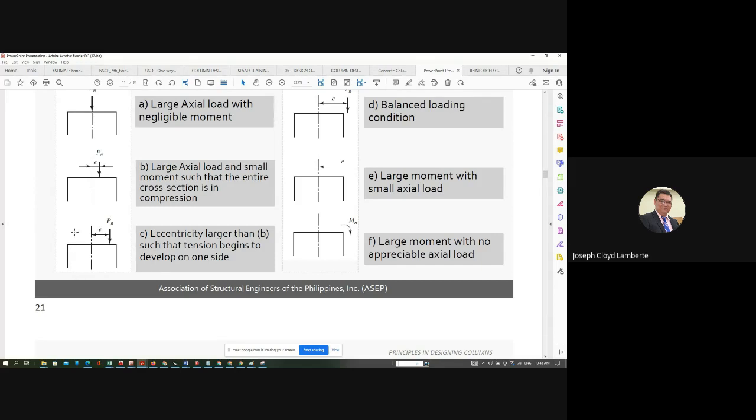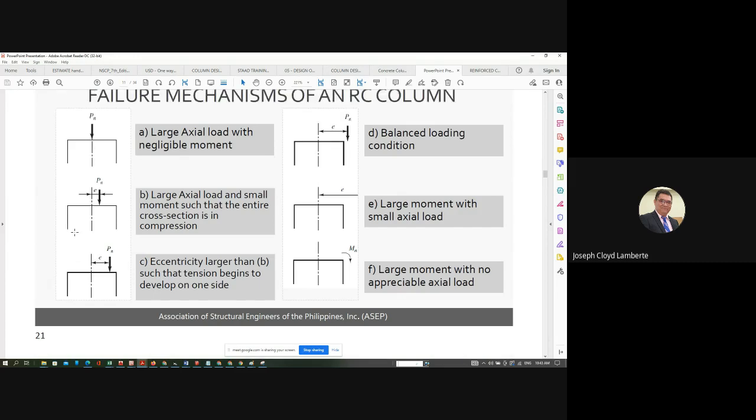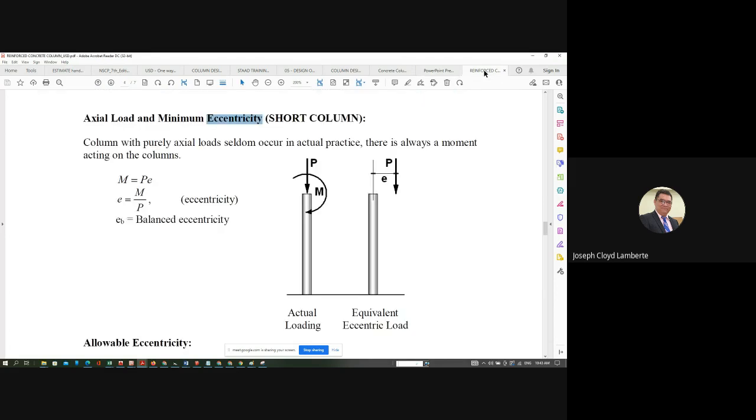In that case karon, kailangan na nimo i-consider ang moment. But initially, kung gamay lang ang imong axial load ug imong moment in which ang entire section pa sa imong column will be under compression, then we can neglect the moment. So we call that one as short column design. Short column.